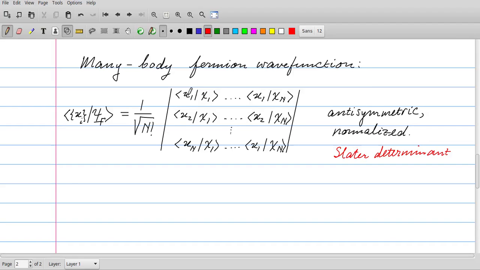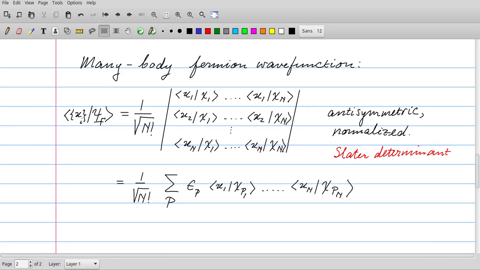And then we take particle 1 in state 1 up to particle 1 in state n. Here particle 2 in state 1, particle 2 in state n, and so on until we have particle n in state 1 up to particle n in state n. And so we work this out just as a determinant, and because a determinant is antisymmetric whenever we exchange two columns, that guarantees that this wave function is antisymmetric under particle exchange.